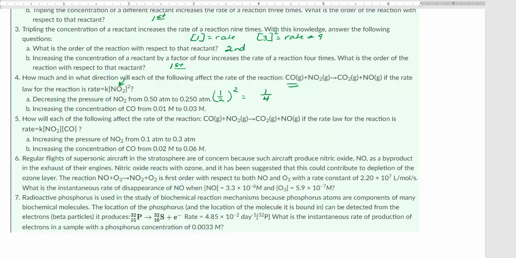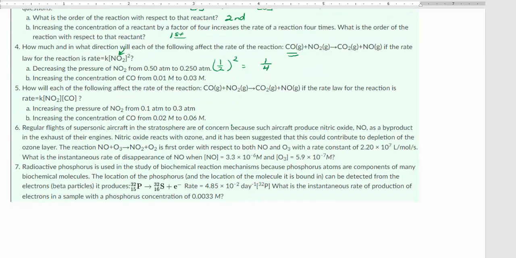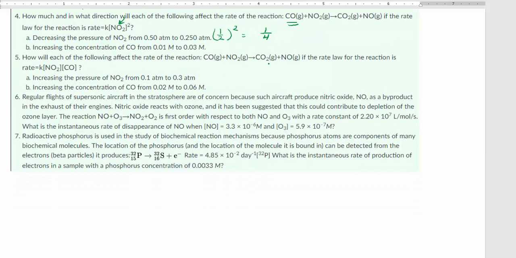Number 5, we have this rate law here. The rate is equal to K times the concentration of NO2 times CO. So if we increase the pressure of NO2 from 0.1 to 0.3, we are multiplying it by 3 because it's a first order reaction. That means the rate will be multiplied by 3. If we increase the concentration of CO from 0.02 to 0.06, again, we're multiplying it by 3. So again, the rate will be multiplied by 3, and that's because the exponents here are 1s.